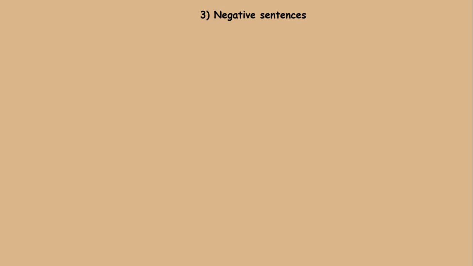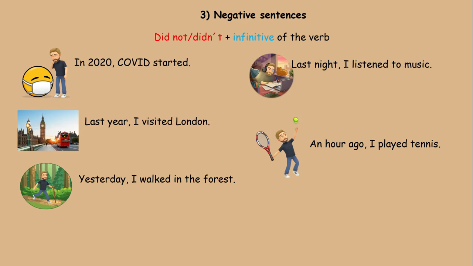To make a negative sentence, we use did not or didn't and the infinitive of the verb. Let's have a look at our first examples again. Okay, let's make them negative. Look at the first sentence. In 2020, COVID started. In 2020, COVID didn't start.